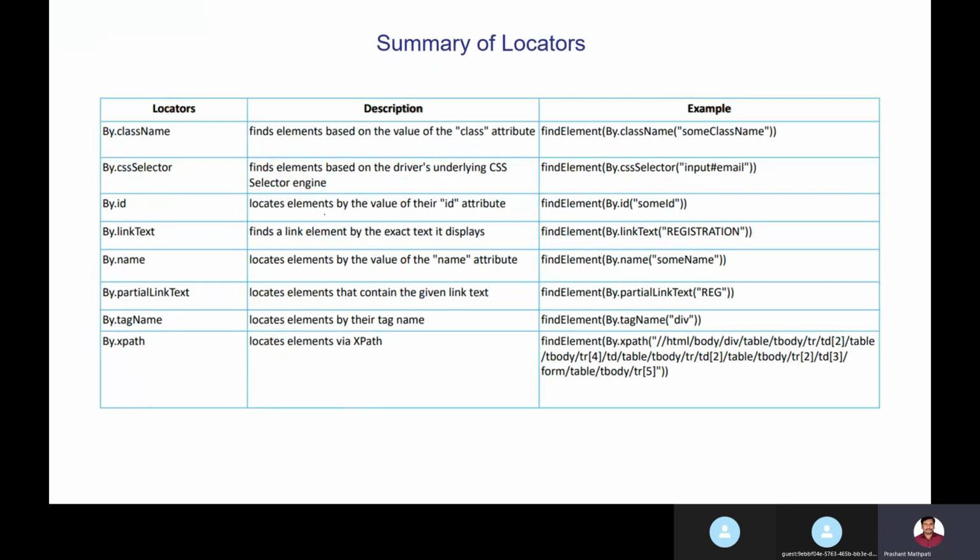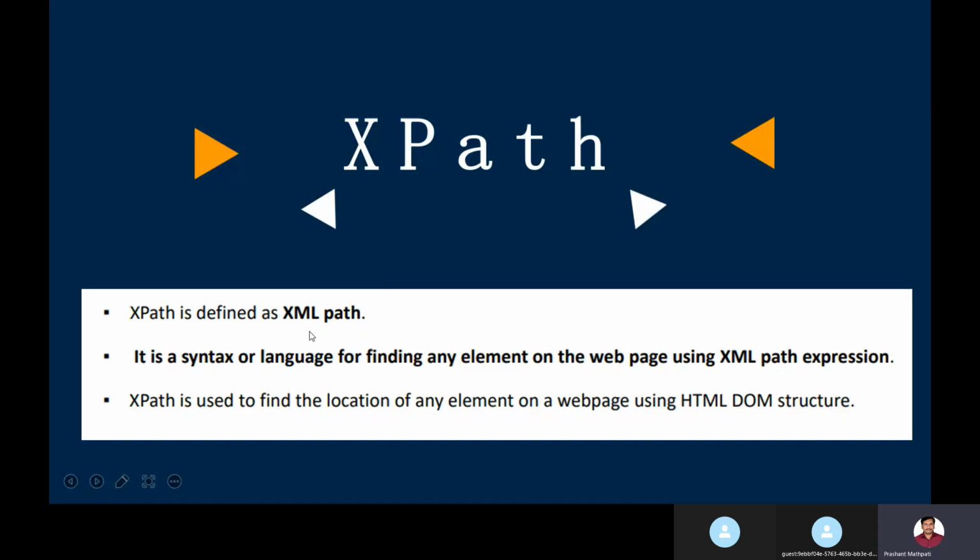Okay. Next, the very important thing is XPath. If you are good at XPath, 99% of your Selenium will be done. It is that powerful in automation. Without XPath, you can't do anything. Everything we deal with is XPath only. So let's talk about XPath. XPath is defined as XML path. XML stands for extended markup language.